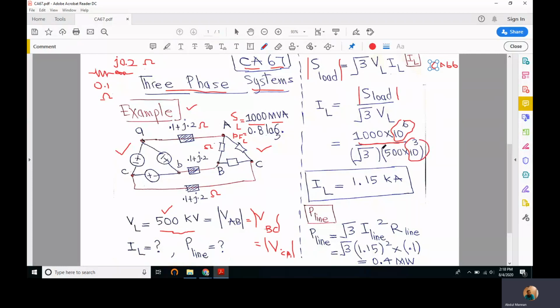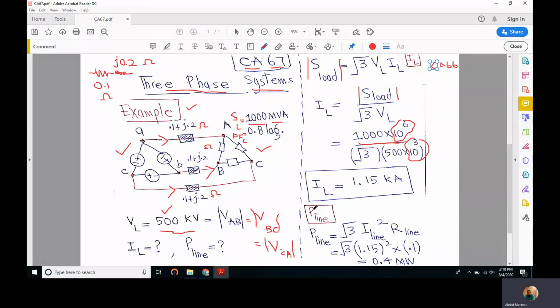So when we divide these two quantities, it comes out to be 1.15 kilo amperes or 1.15 multiplied by 10 to the 3 amperes. So this is the magnitude of line current, either IA or IB or IC. This current or this current or this current. We know that the magnitude of these currents will be the same, but their angles are different. They are 120 degrees apart from each other. Right.